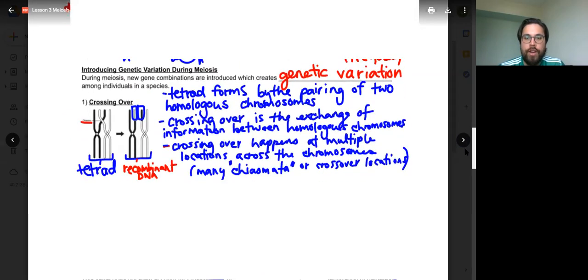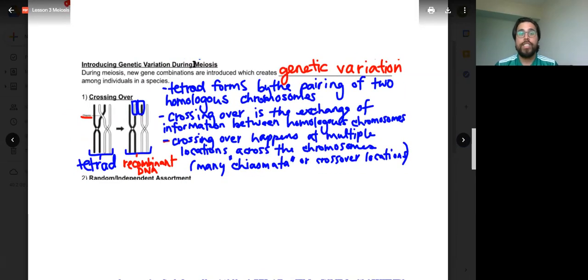Okay, genetic variation. What is genetic variation? Well, in meiosis, we have two things that can happen that allow for new genetic variation. During meiosis, new gene combinations are introduced, which creates that genetic variation. The first is called crossing over.